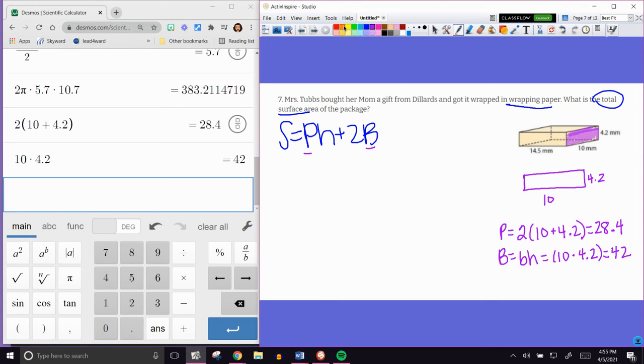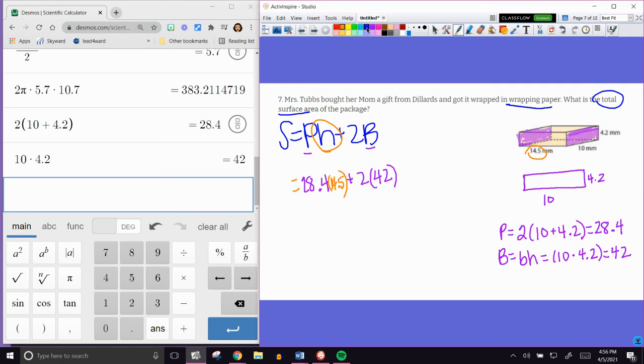So using my formula, I'm going to plug in what I have. P, perimeter, we said 28.4. I have 2, and my base was 42. That my area of the base was 42. For my height, again, it's lowercase, so it's the whole figure or the distance between the bases. If I have one base over here, that means the opposite one would be over here. And the distance between those two bases would make my height 14.5.